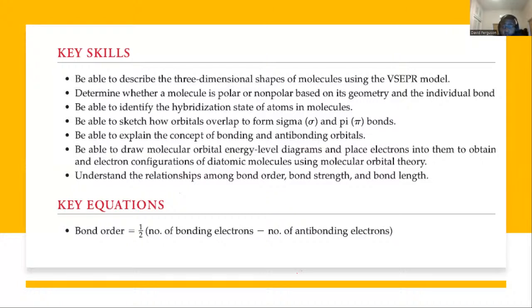And as we'll discuss later on, s and p mixing gives you an idea, that points to some stability, in which the way you arrange that energy level diagram changes as you go between two different diatomic molecules. We'll get into that later. Understand the relationships among bond order, bond strength, and bond length.